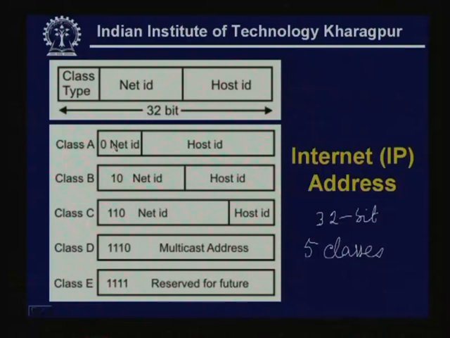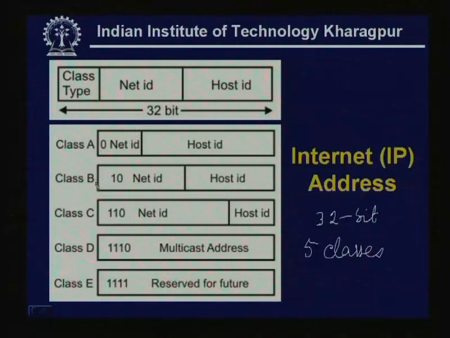For example, if the first bit is 0, then it is a class A address. If the first bit is 1 and second bit is 0, then it is class B address. If the first bit and second bit both are 1 and third bit is 0, then it is class C address. And if first 3 bits are 1 and fourth bit is 0, then it is class D address. And if the first 4 bits are all 1, then it is class E address. So, we can see apart from this class, the remaining part is divided in 2 fields. One is known as network ID, another is host ID.